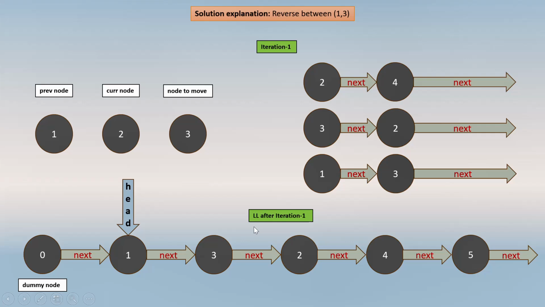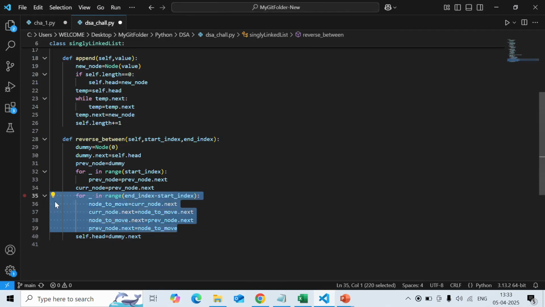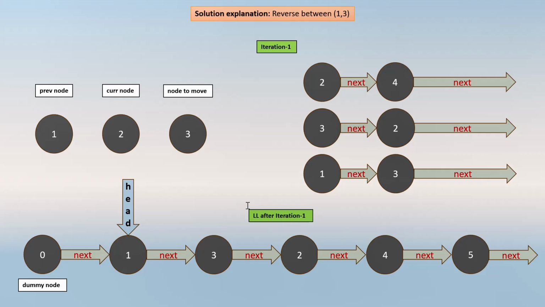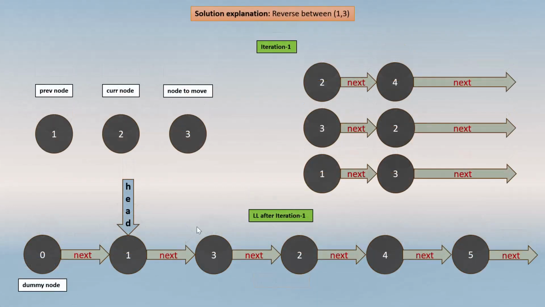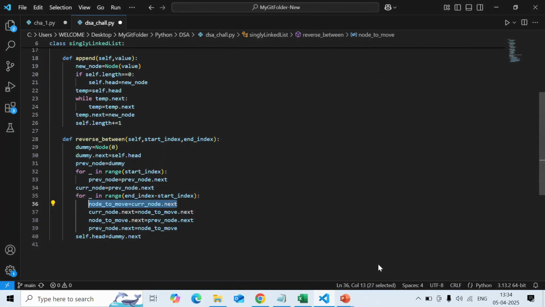Okay. Now this for loop will iterate 2 times. So after completion of iteration 1, we have already seen how new linked list will look like. So first is done. Now coming to second iteration. So again we will follow these steps. So first step is node to move will now point to current node dot next. Okay. So this is about iteration 2. So again, previous node and current node we have already calculated. Now here, if you see linked list here, node with value 2 is pointing to 4. Okay, so this node to move pointer will point to current node dot next, which is node with value 4.